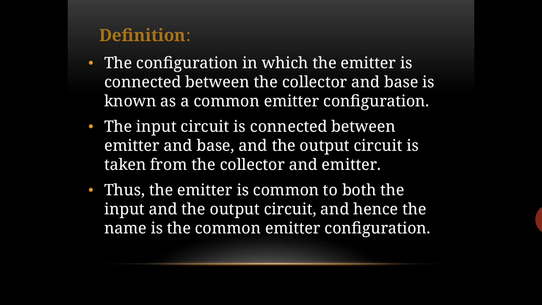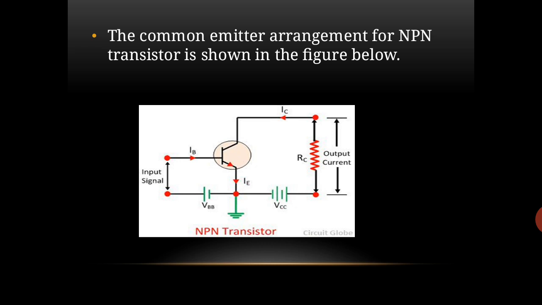Definition. The configuration in which the emitter is common between the collector and the base is known as common emitter configuration. The input circuit is connected between the emitter and base, meaning the input signal is given to emitter and base, and the output circuit is taken from the collector and emitter. Thus the emitter is common to both the input and output circuit, and hence the name common emitter configuration.